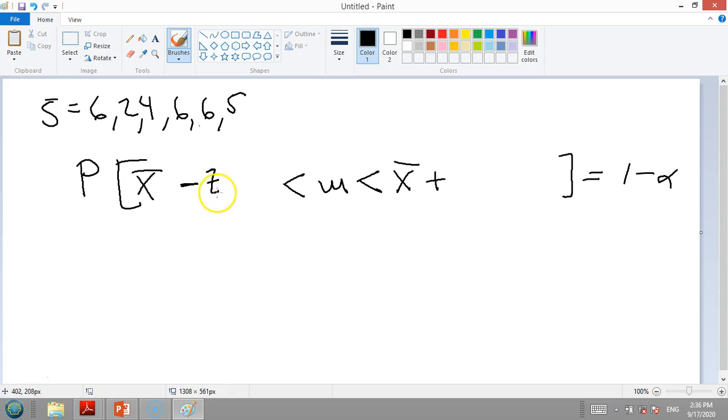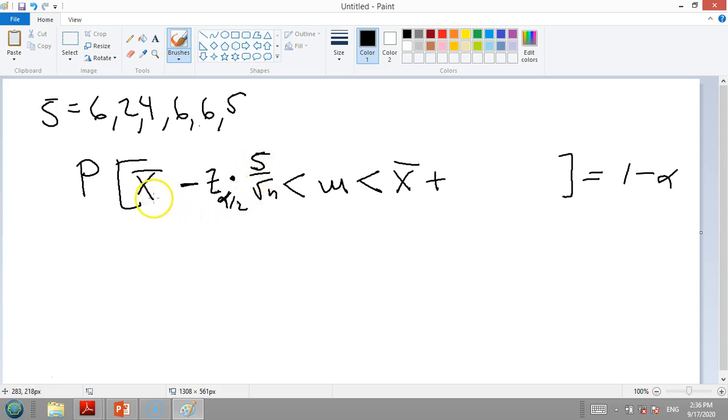The number of standard deviations away from the mean is the cutoff point, alpha times s over square root of n. And s over square root of n is how much each standard deviation is. This is s, not 5.